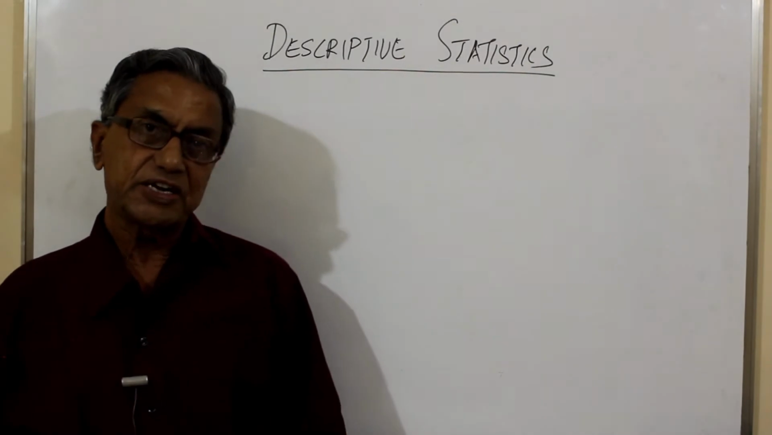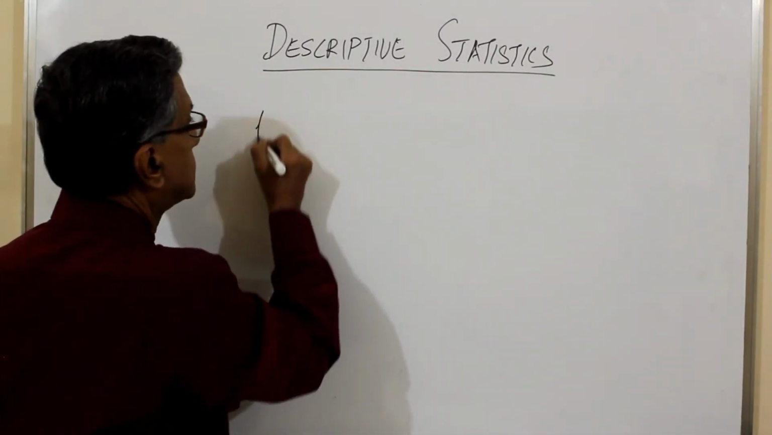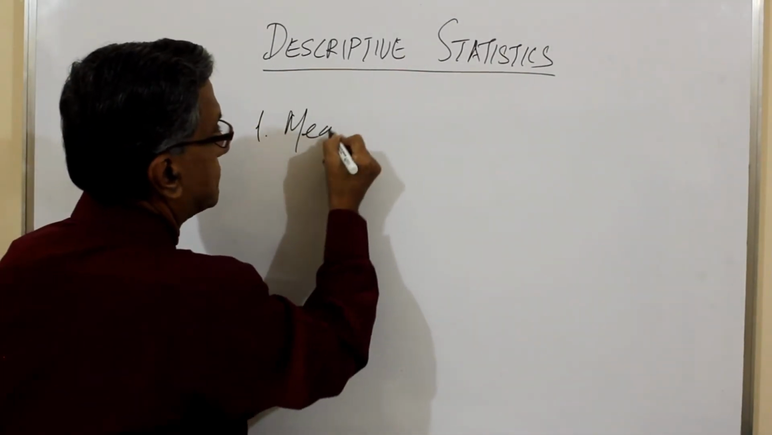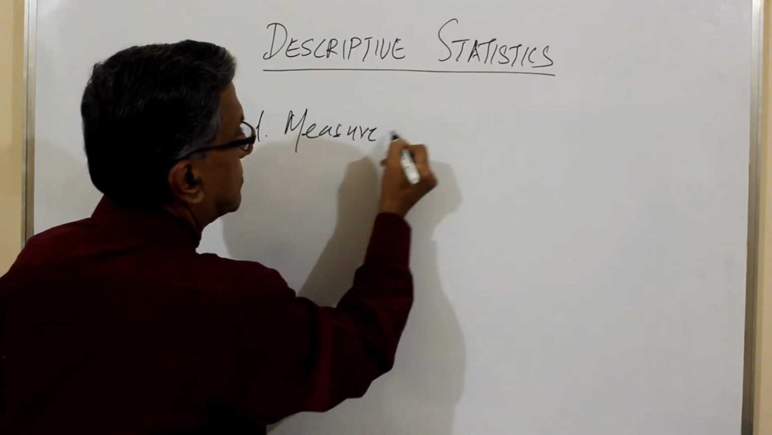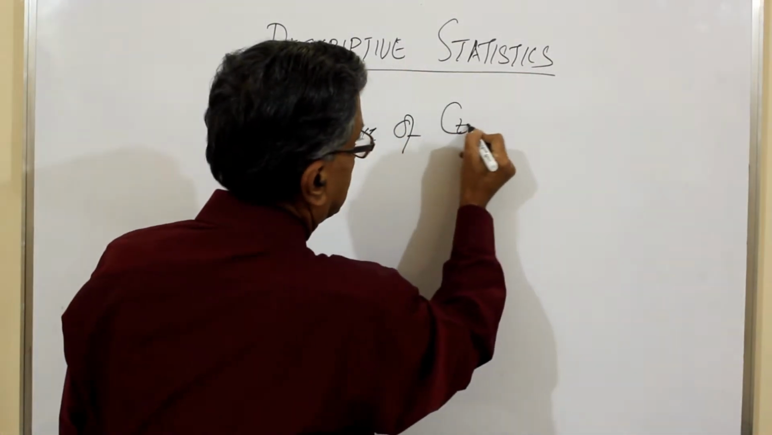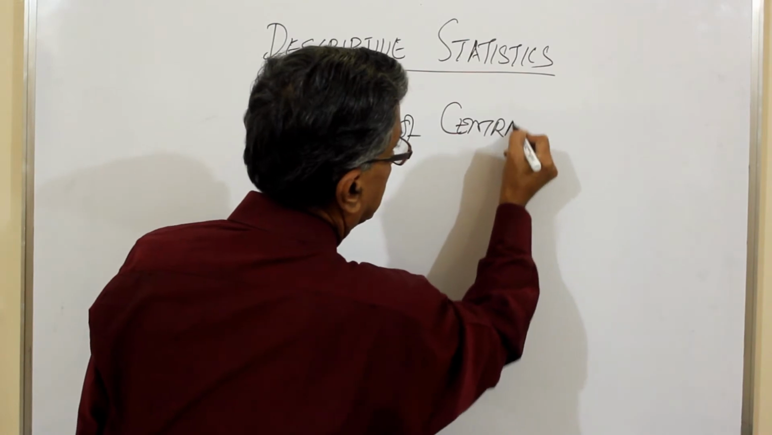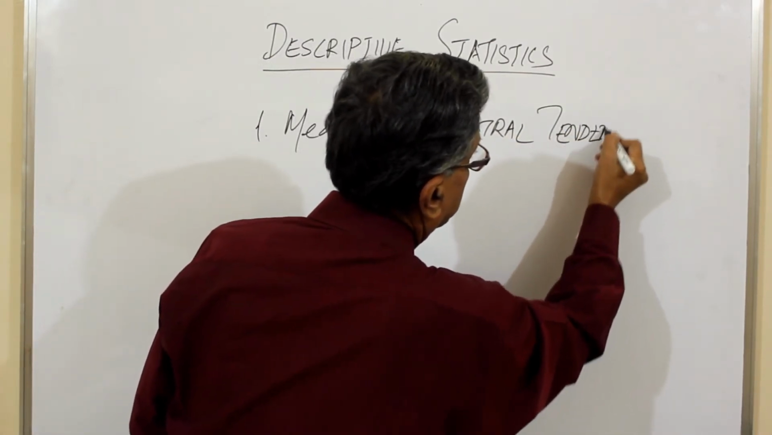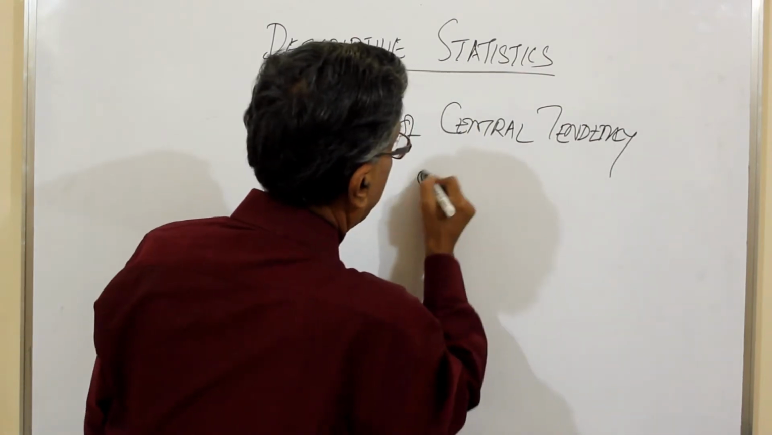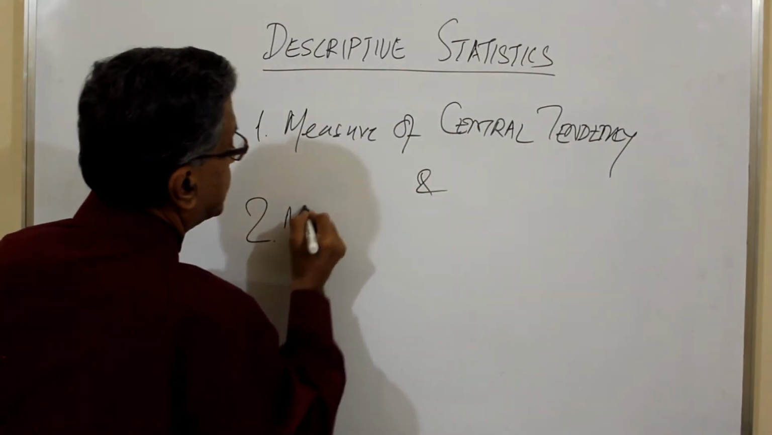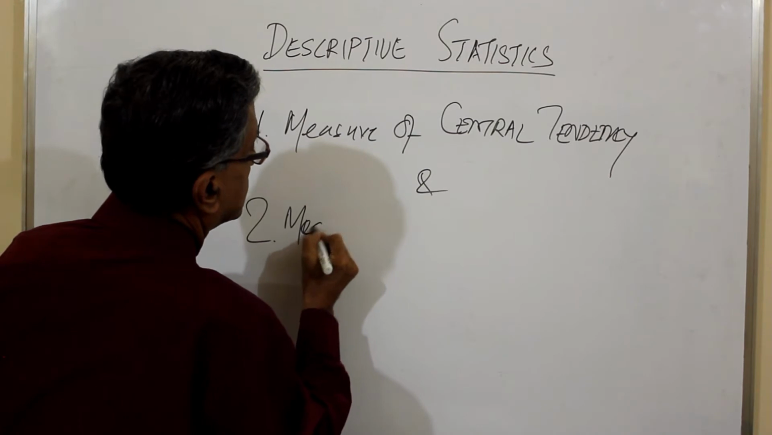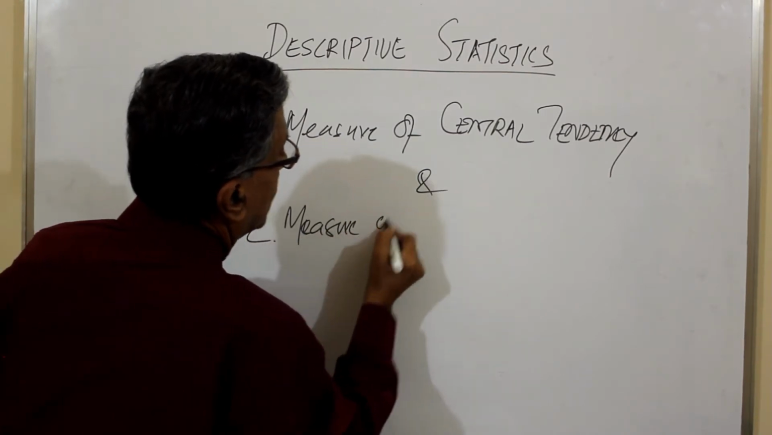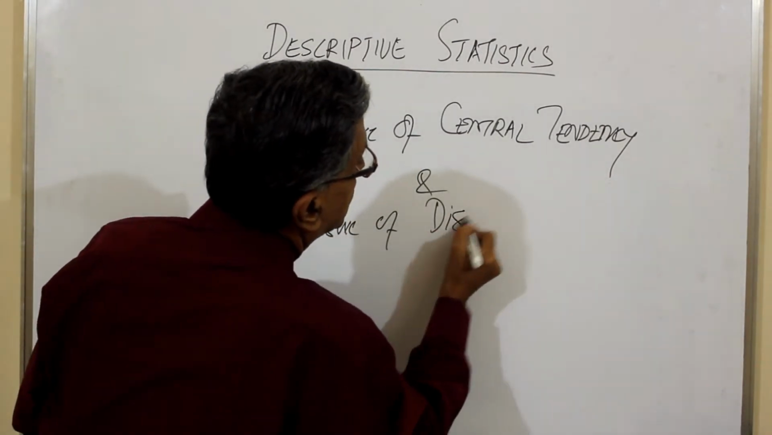Under descriptive statistics we have measure of central tendency and measure of dispersion.